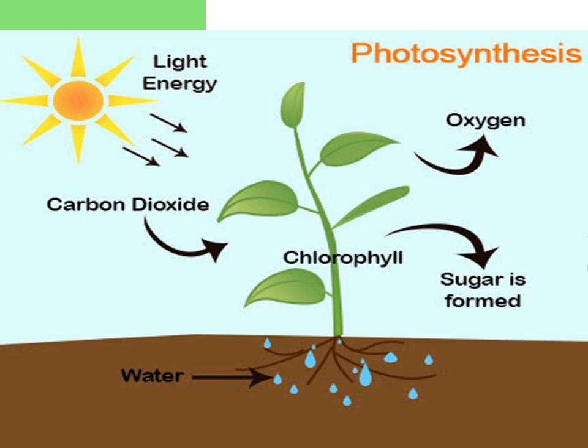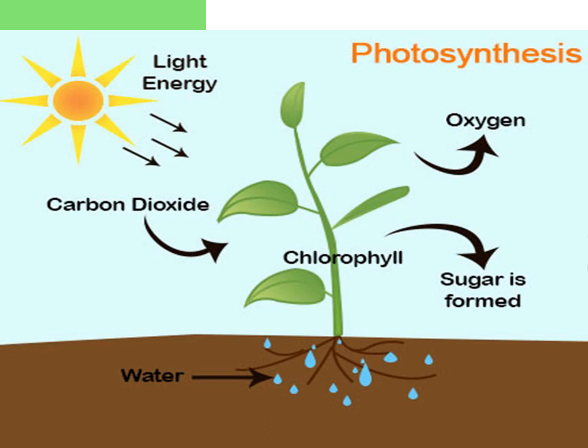Now in the leaves there is chlorophyll. So what will happen in leaf? Leaf will prepare food with the help of light energy, carbon dioxide, water, with the help of chlorophyll. After food is prepared, it gives out oxygen. The plants give out oxygen which we breathe. And also it prepares sugar. Sugar is the food for plant.